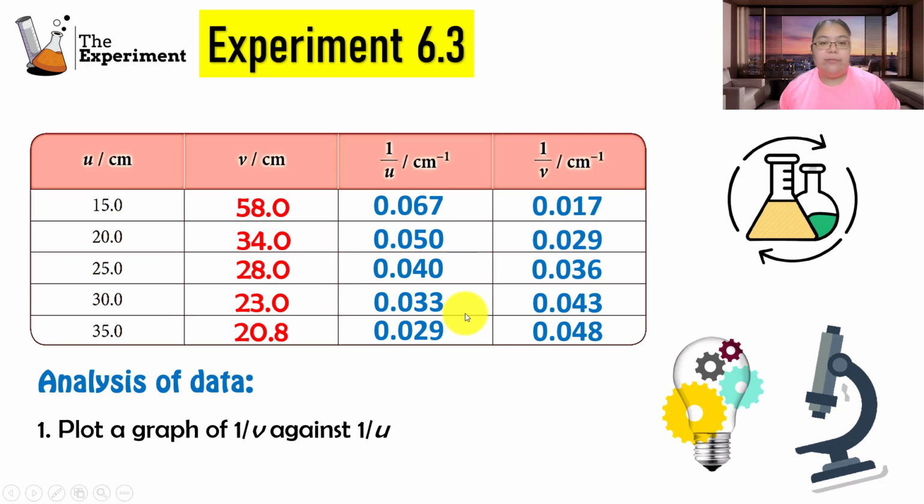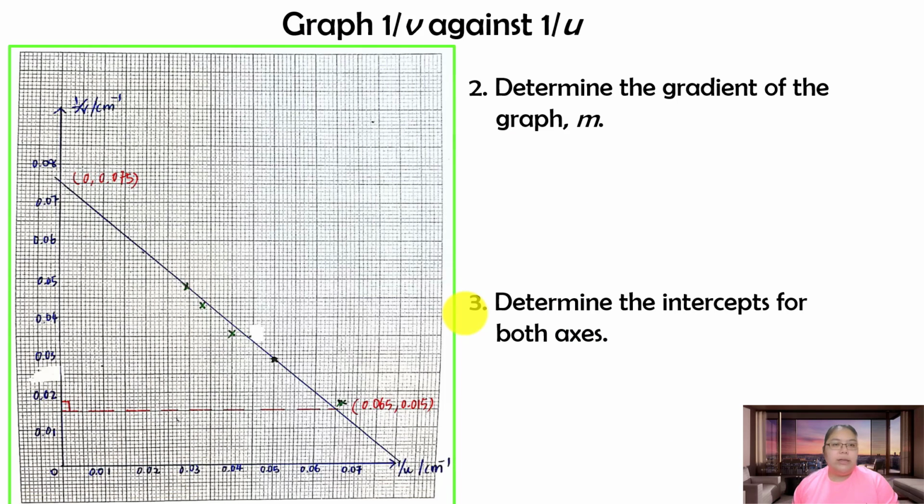Okay, let's see the graph. Okay, this one is a graph I plotted already. This one is 1 over V. This one is 1 over U. Okay, when you label U and V, that means the y-axis and x-axis have symbols. That means you get 1 mark.